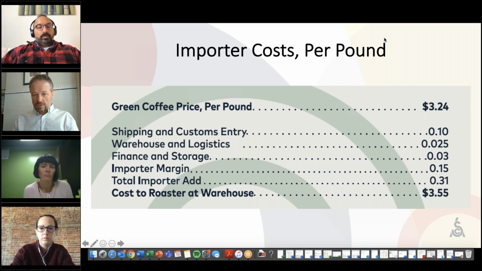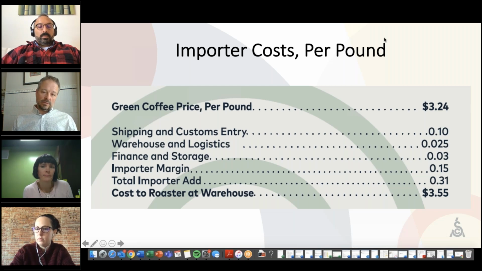So then the importer margin here, this 15 cents, I imagine that this is a case where you're pretty involved in the negotiations, or you're buying a volume of coffee, or it's like a direct trade container where you're having a portion of the quality risk, right? So this 15 cents is kind of a basic figure, and from one importer to another, this number can vary a lot depending on what they do.